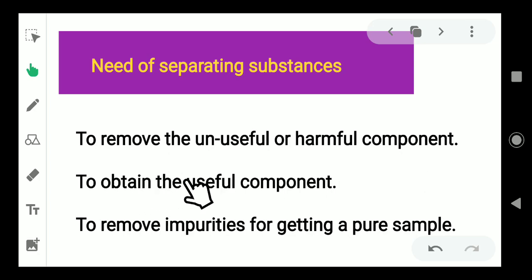Second, to obtain the useful component. The mother used to pick out the unuseful component and obtain the useful component. Third, to remove impurities for getting a pure sample. What is impurity? Unwanted items or harmful items are called impurities. And this is for obtaining a pure sample. These are the needs of separating substances.